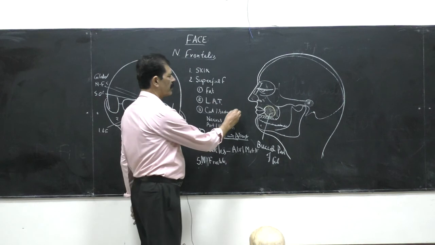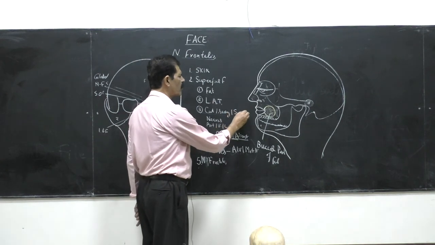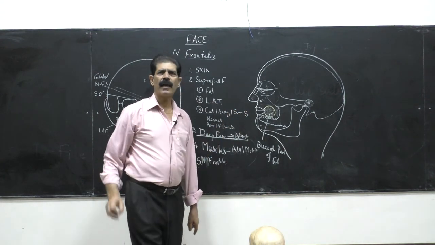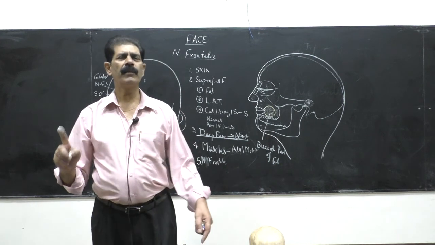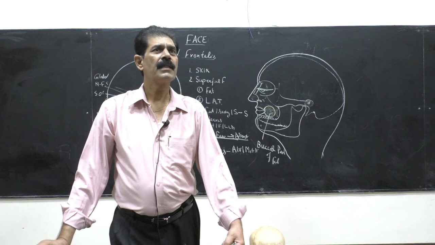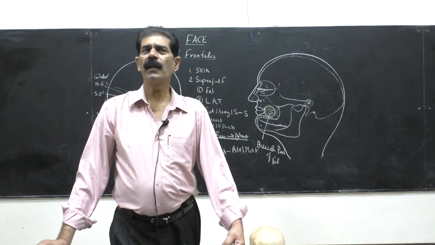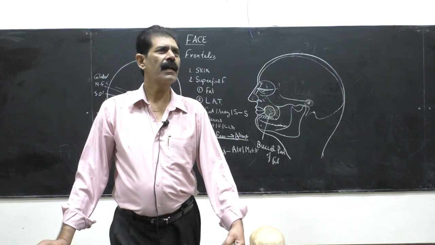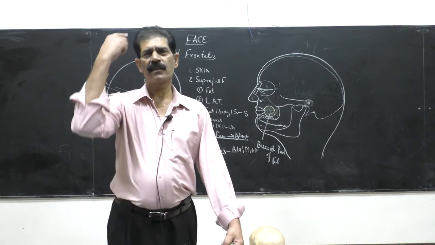Sensory means, what is the formula for sensory? S for S means it starts from the skin. Any sensory nerve starts from the skin. Cutaneous means cutis, cutis means skin. So these nerves are starting from the skin of the face.